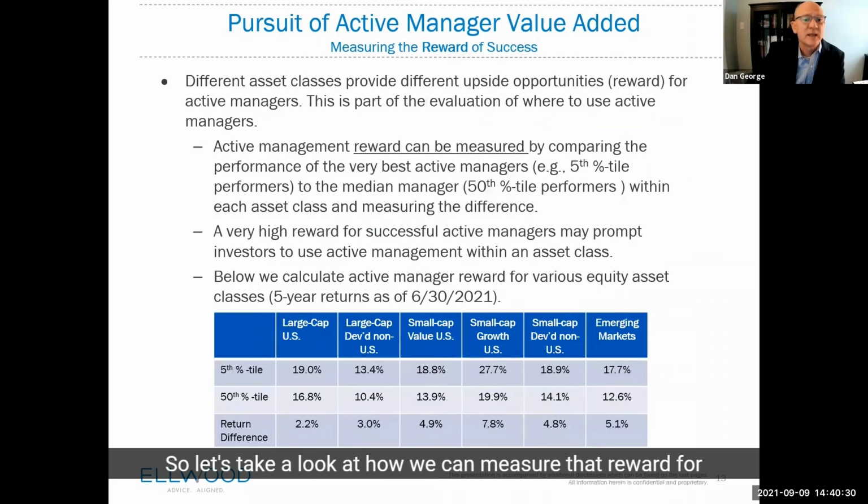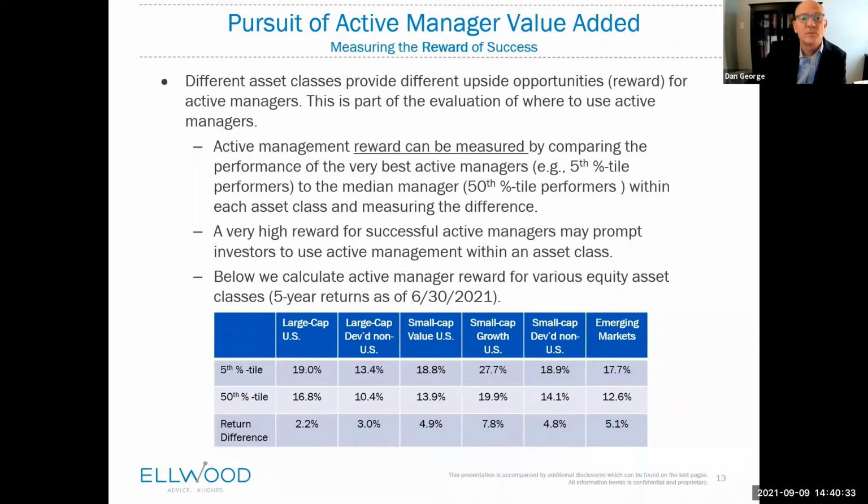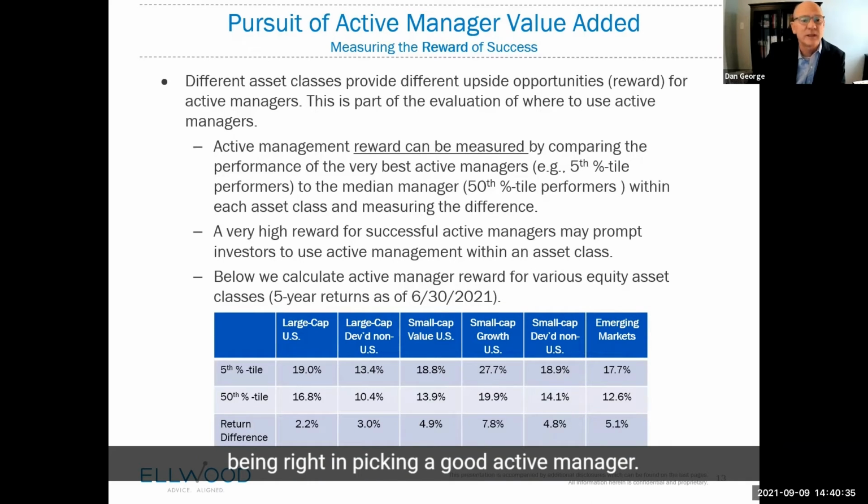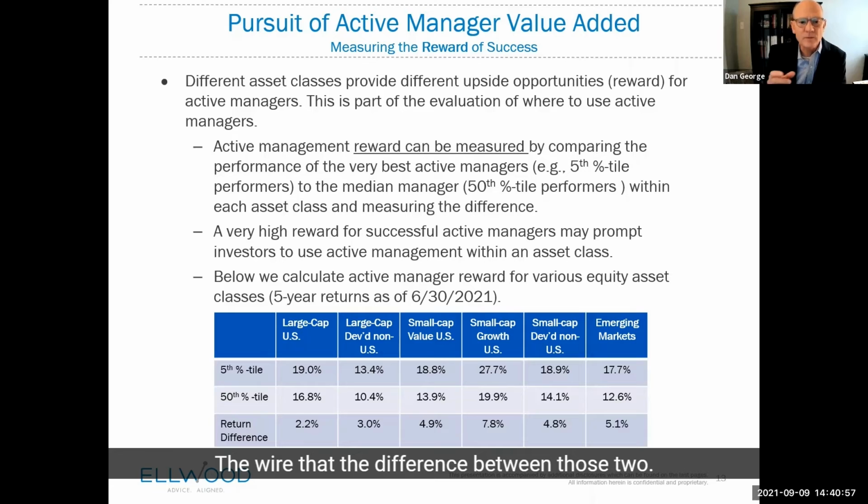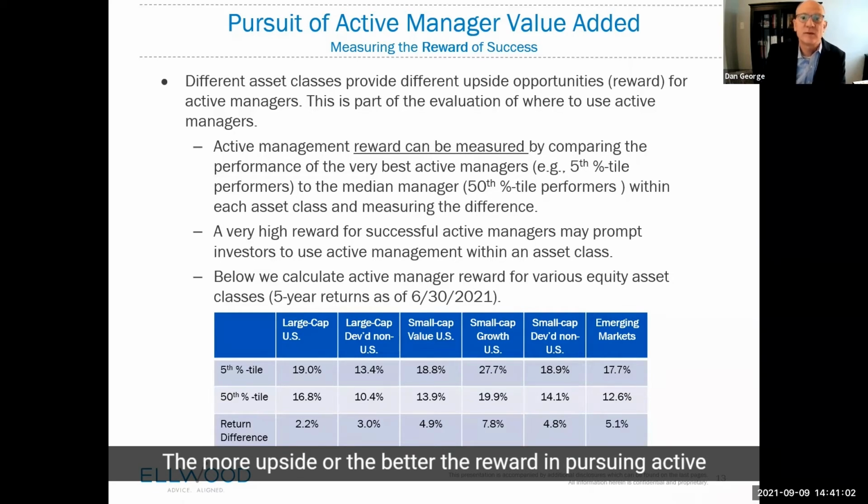So let's take a look at how we can measure that reward for being right in picking a good active manager. Reward can be measured basically by looking at the 5th percentile performer, a pretty common breakpoint in manager universe performance breakouts. The return of a 5th percentile performing manager versus the return of a 50th percentile performing manager is the spread that might represent the upside of picking a good manager. The wider the difference between those two, the more upside, or the better the reward, in pursuing active management.